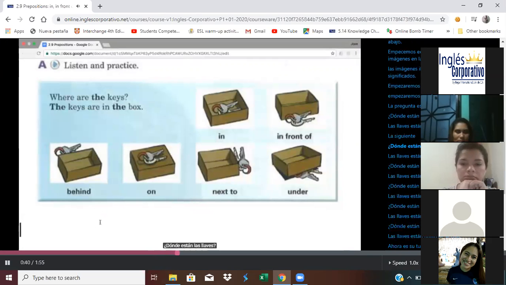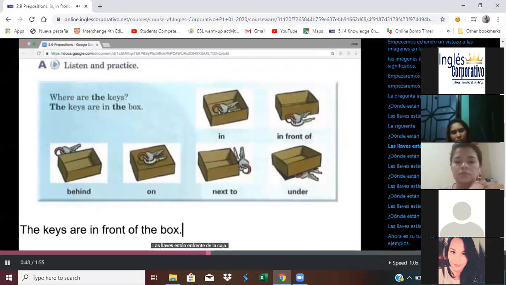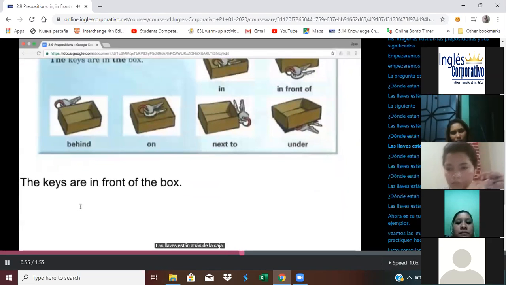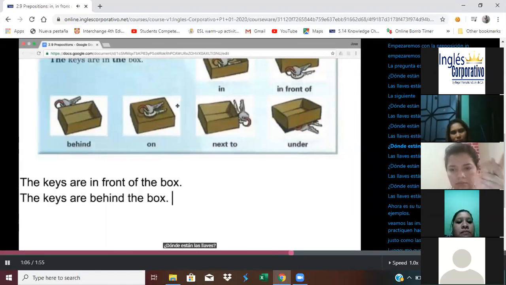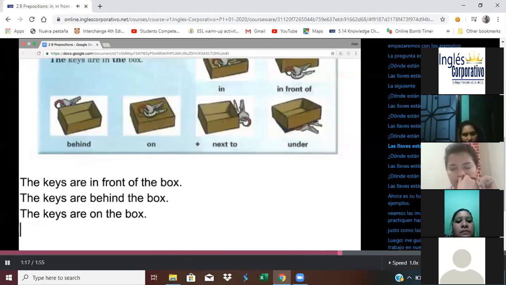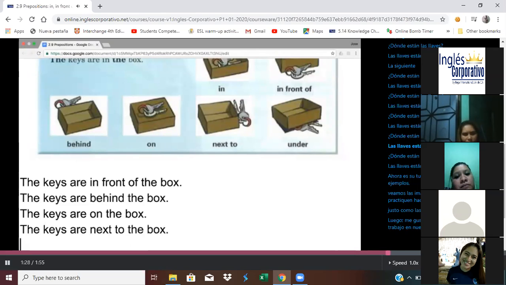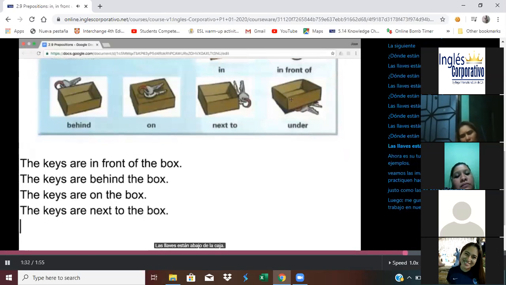The next one, where are the keys? The keys are in front of the box. Where are the keys? We can see the keys are behind the box. Where are the keys? The keys are on the box. Where are the keys? The keys are next to the box. Where are the keys? The keys are under the box.